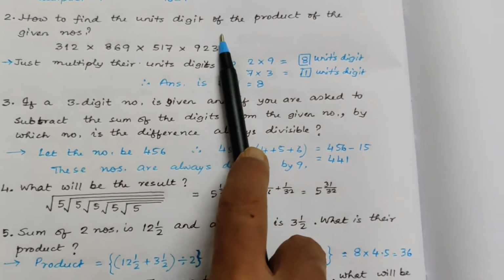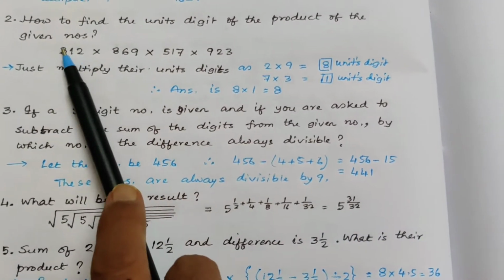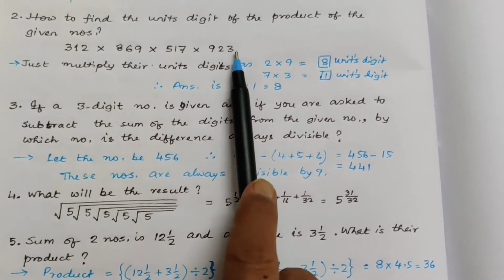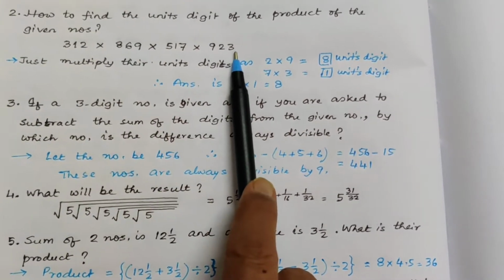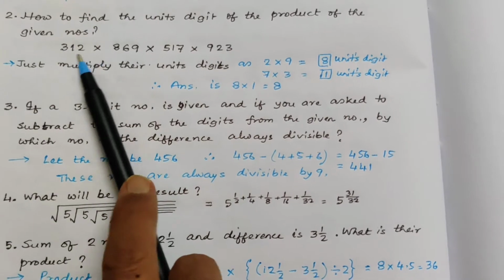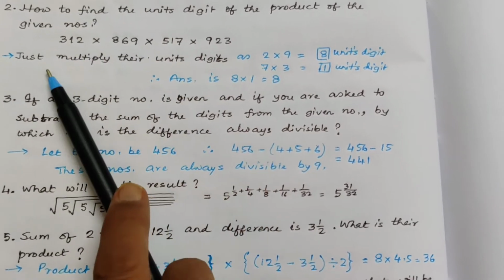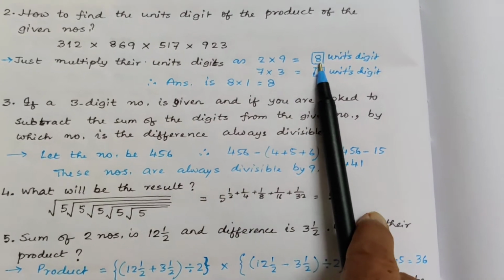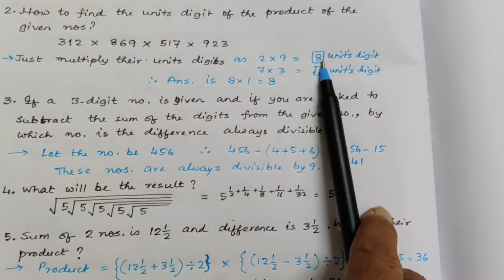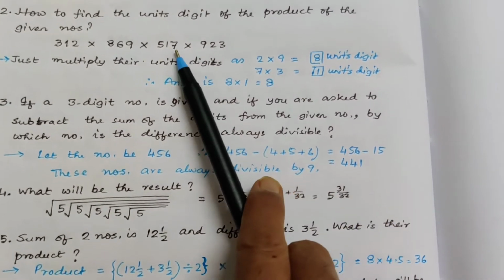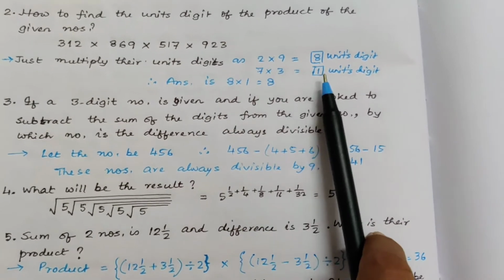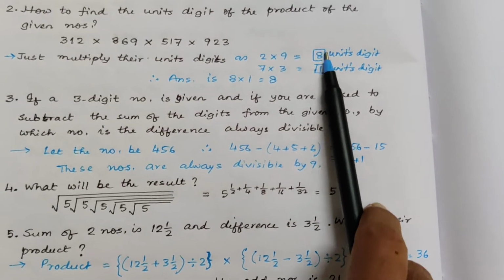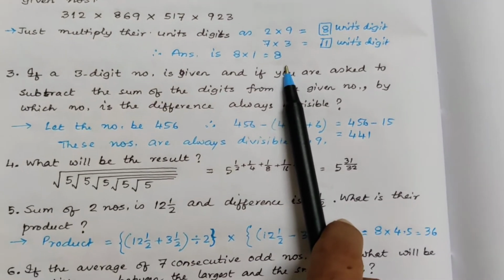How to find the units digit of the product of the given numbers? Just take the units digit only. Do not multiply the whole number. The full number doesn't need to be multiplied. Just multiply the units digits. 2 into 9 is equal to 18, so the units digit is only 8. Now 7 into 3 is 21, and the units digit of 21 is 1. So just multiply their units digits. 8 into 1 is 8. That's it.